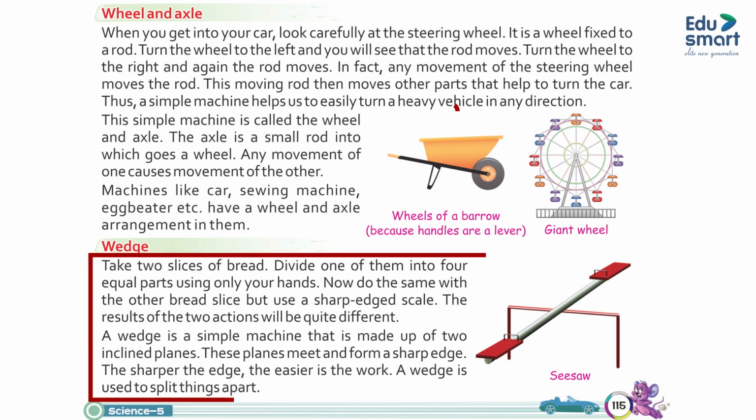Wedge. Take two slices of bread. Divide one of them into 4 equal parts using only your hands. Now do the same with the other bread slice but use a sharp edge scale. The result of the two actions will be quite different.